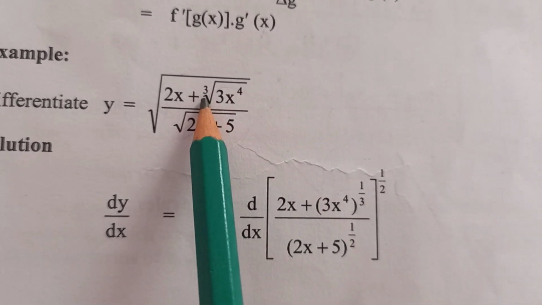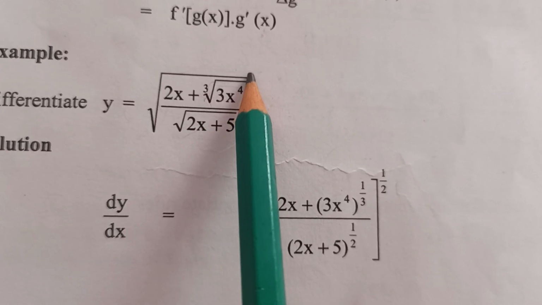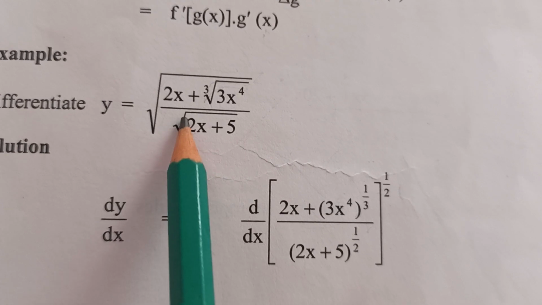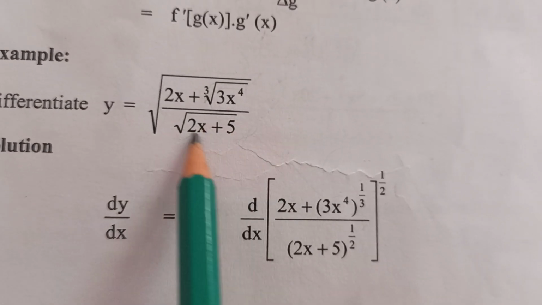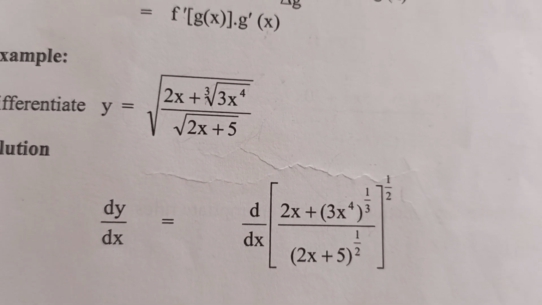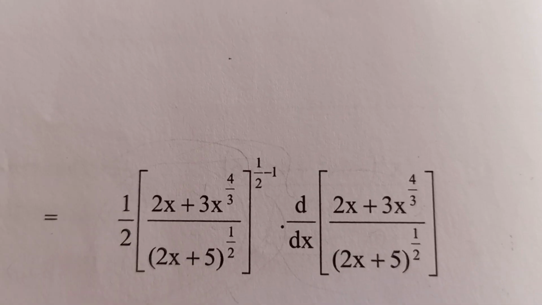This one is a cubic root, then it is 1 over 3. That's why everything here is raised to 1 over 3. And then this one is the square root. It means this one is raised to the power half. Then now let's start rearranging.